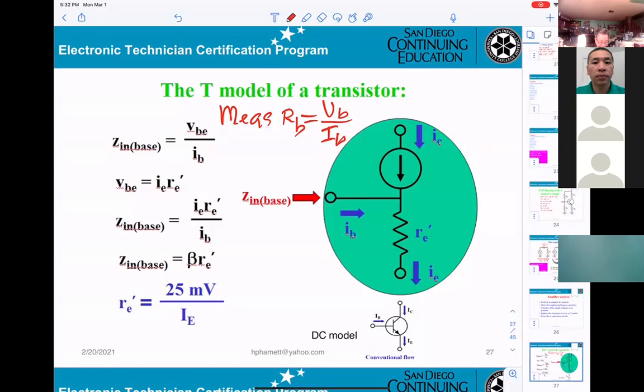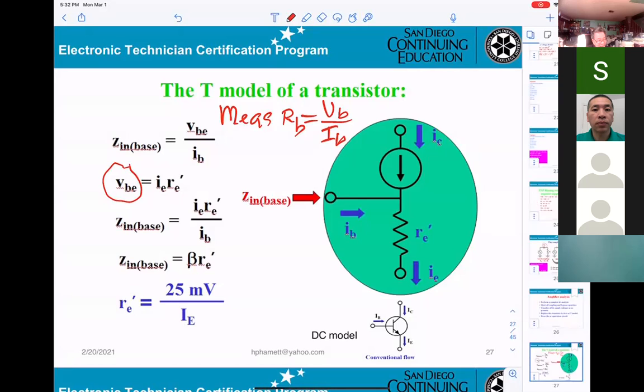Okay, and the next formula here, VBE. What does that mean? Voltage from base to emitter. Exactly. That means the voltage from the base to the emitter, from here into the emitter here. So it will be equal to the current IE times R prime E.